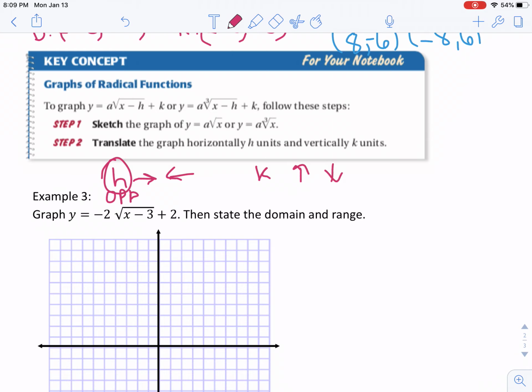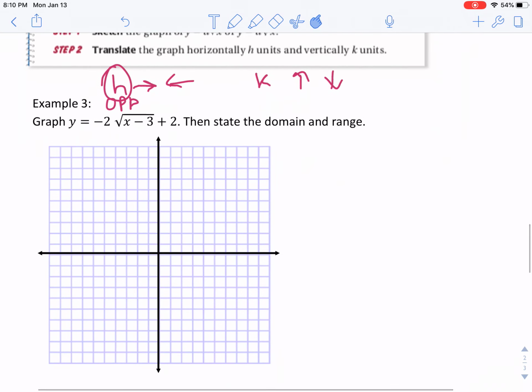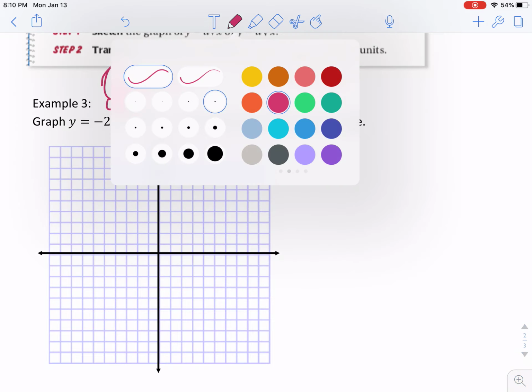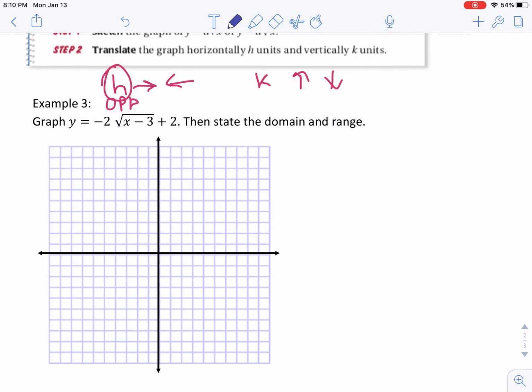So example 3, we've got y equals -2 square root of x minus 3 plus 2. State the domain and range. How you do this is completely up to you. A lot of times on these, I will do them step by step. A lot of people prefer doing them all at once, okay? For our purposes, we're doing the square root of x here. So for the parent graph, square root of x, we're using 0, 0, 1, 1, and 4, 2 as our standard points. Always plot your parent graph, so 0, 0, 1, 1, and 4, 2.